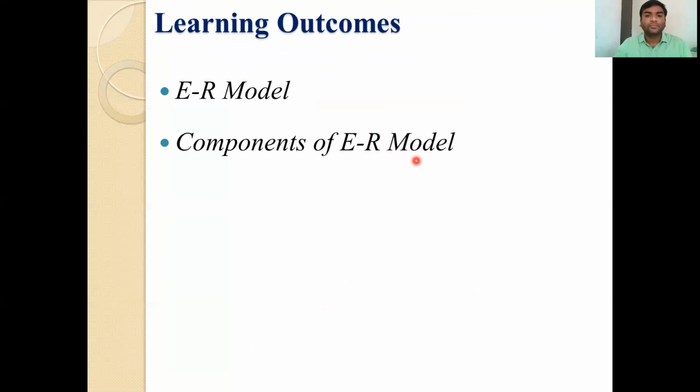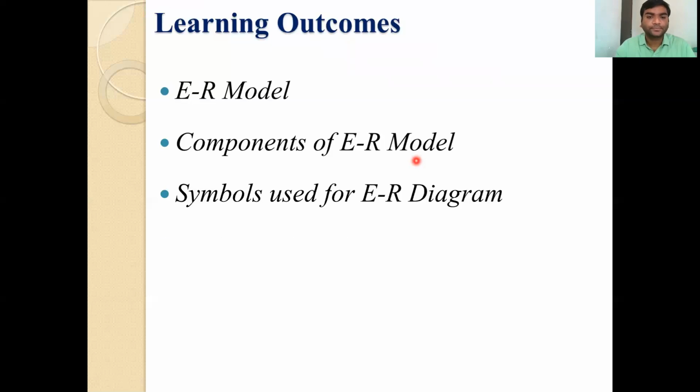So the learning outcomes of this tutorial are: what is the ER model, that is an entity relationship model? What are the different components of the ER model that are used while drawing the diagram? What are the symbols used for the ER diagram? Then what is an attribute and what are the different types of attribute? So these are the learning outcomes of this tutorial.